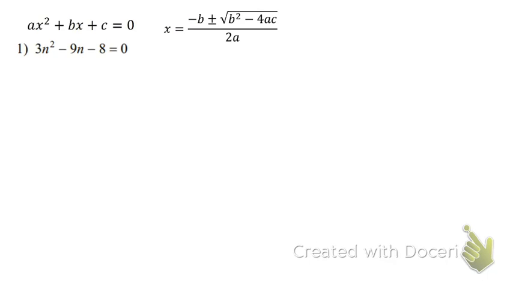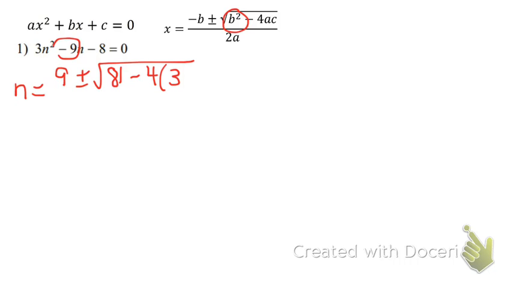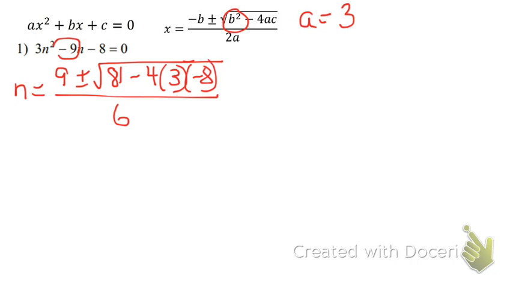Okay, so the first question. N will equal negative b, which would be 9, plus or minus the square root of b squared, which is negative 9 squared, minus 4 times a times c, all over 2 times a. I didn't write down a, b, and c, but hopefully you know by now. A is the coefficient in front of the squared term. B is the coefficient in front of the linear term, which is to the first power, and C is the constant.